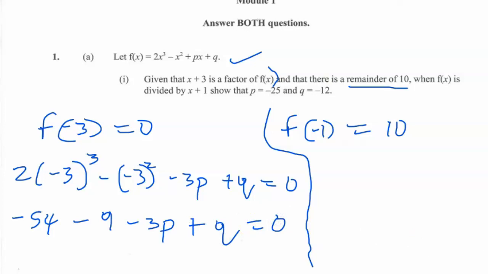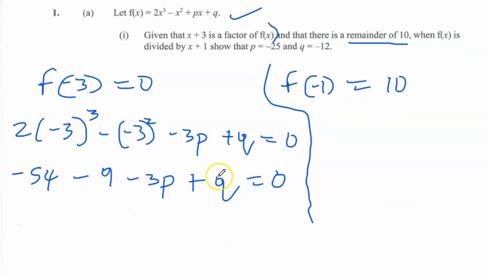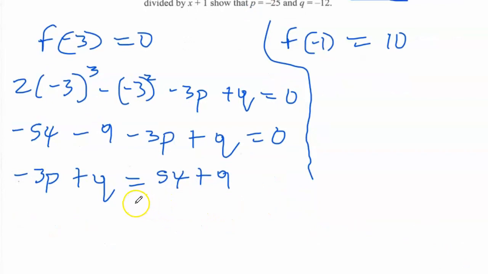So I believe we can group the constants on the right hand side here. So we have minus 3p plus q equal to 54 plus 9. And 54 plus 9, that's 63. That's 63, minus 3p plus q.